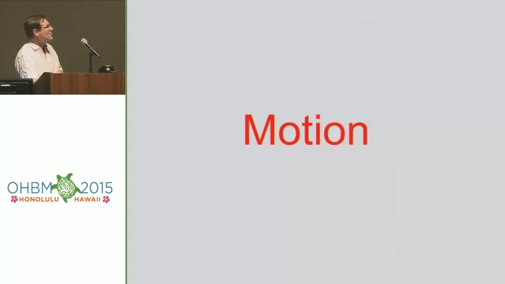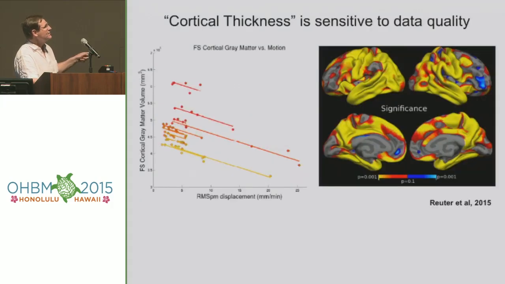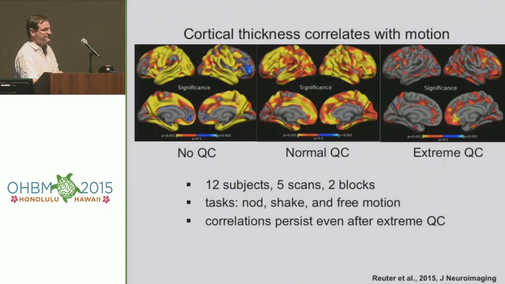And lastly, motion artifacts. If you move, it has major consequences for the apparent cortical thickness. This is work by Reuter in 2015. Dramatic reductions in apparent cortical thickness as a function of simulated motion, which is improved if you do extreme QC.